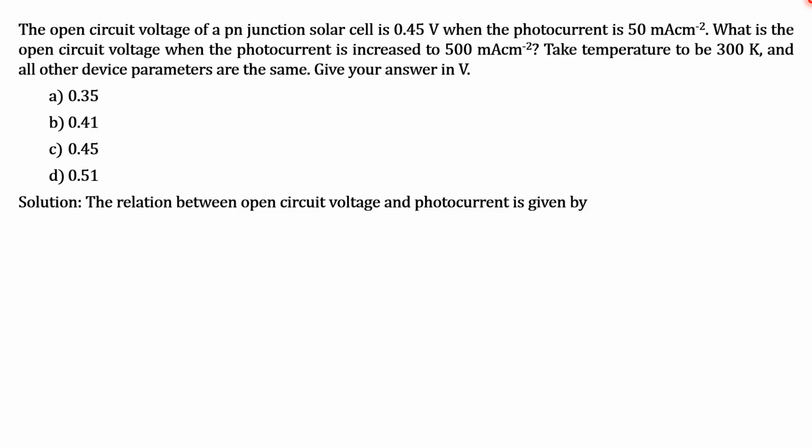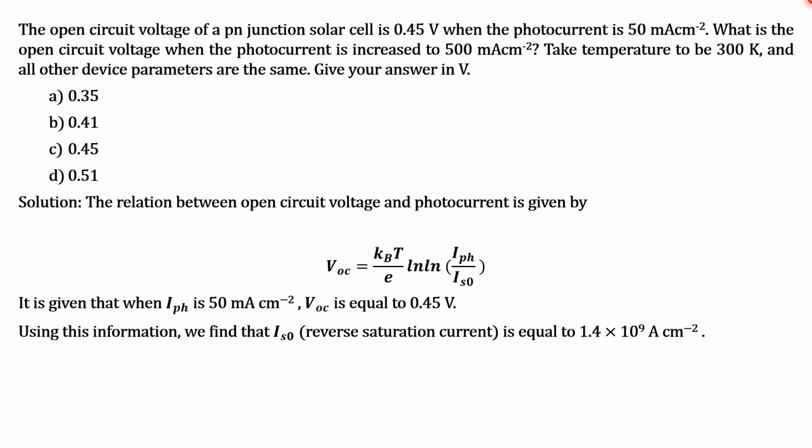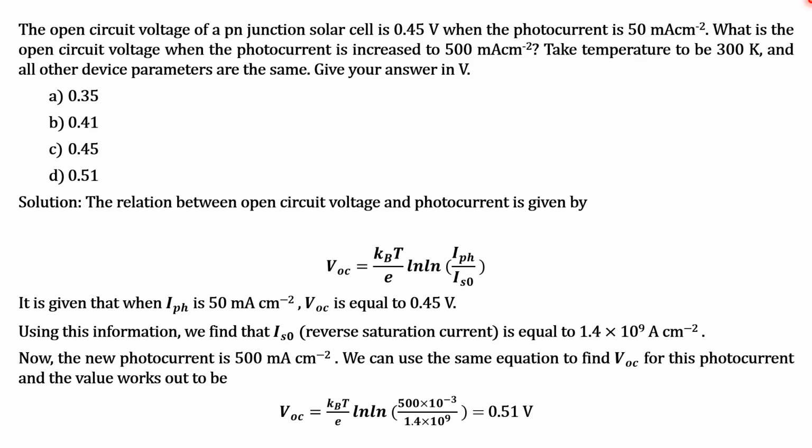Okay, so both of you got 0.51. Is this the equation that you used, kBT by e ln IPH by ISO? Yes, madam. So initially it's given that the photocurrent IPH is equal to 50 and VOC is equal to 0.45, and we can find ISO using that, and it is 1.4 into 10 power 9. Once you substitute the new value, you will get 0.51 volt. So is this clear?